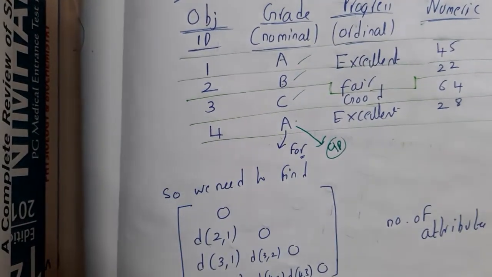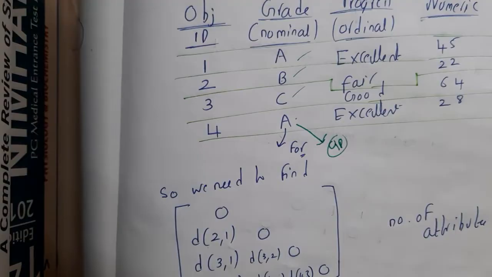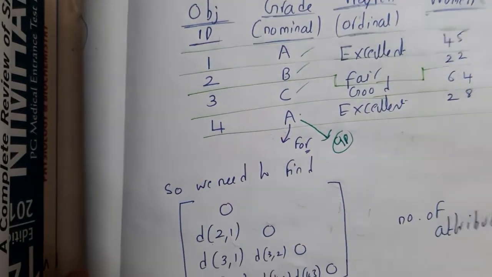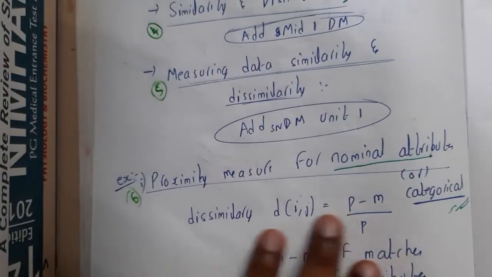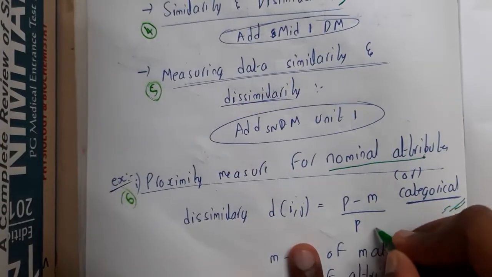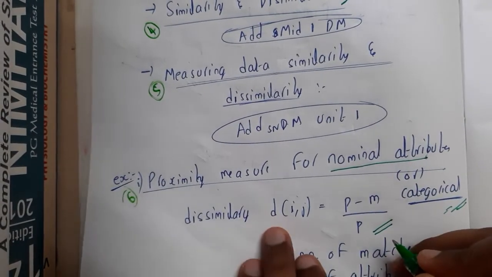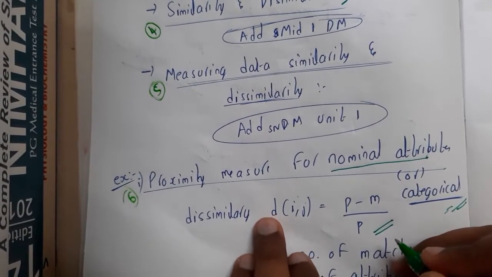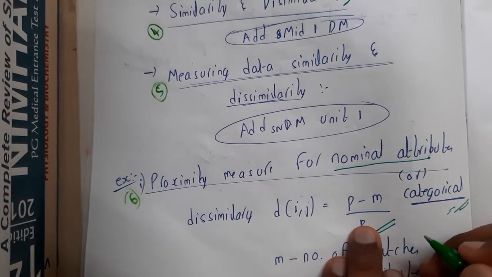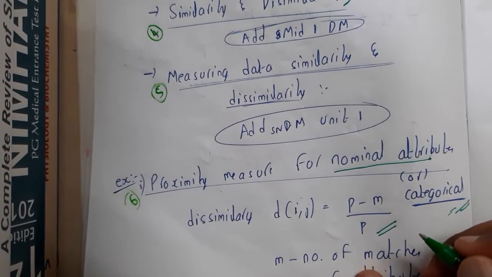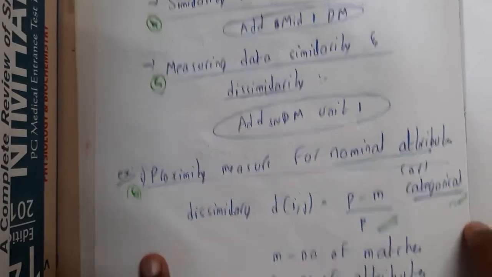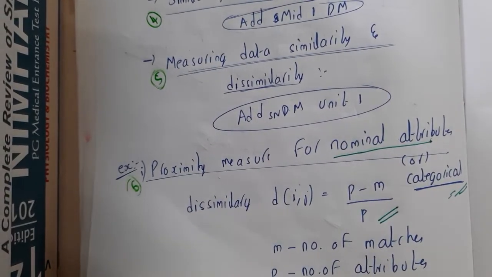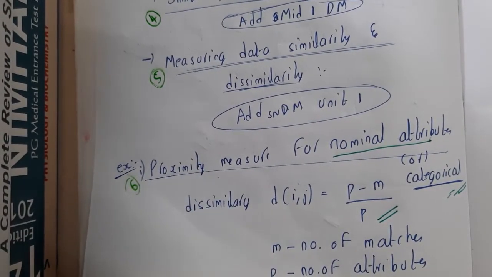Now our goal is to check the similarities between these things. So we now have some idea about nominal attributes, and the question is, is there any formula to solve it? The answer is yes, there is a simple formula. Dissimilarity of i comma j is equal to (P minus M) by P. What is this P and what is this M? M is nothing but the number of matches, that is, how many matches have occurred.